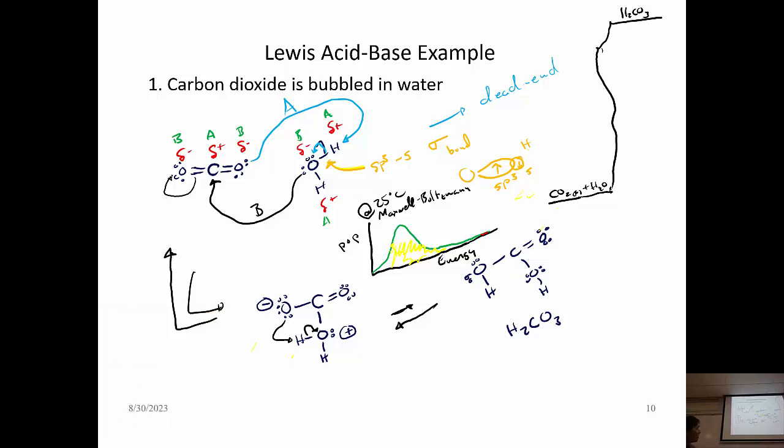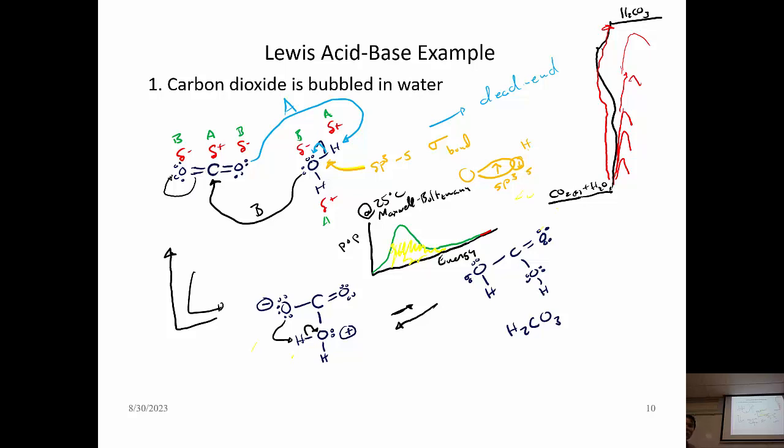This small population of high energy molecules can actually make it up this climb to the top. It's a very small population. But that small population can actually form a little bit of carbonic acid. The bulk of these will go up a little bit and fall down. Up a little bit, fall down. They aren't going to make it to the top. But a tiny fraction will make it to the top.